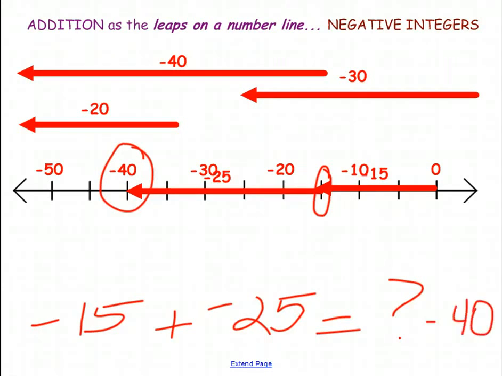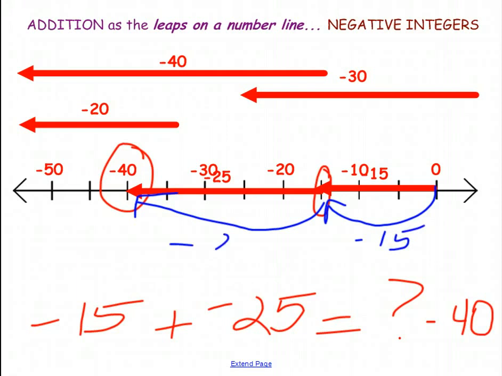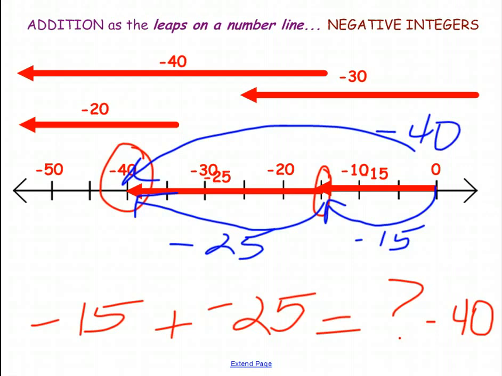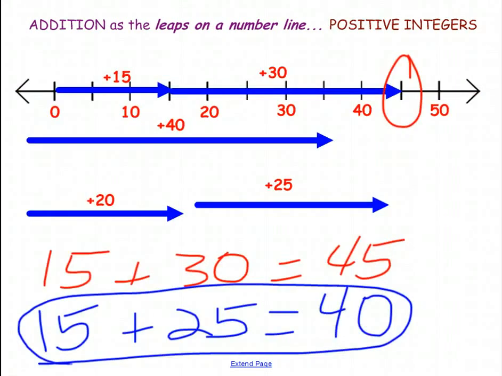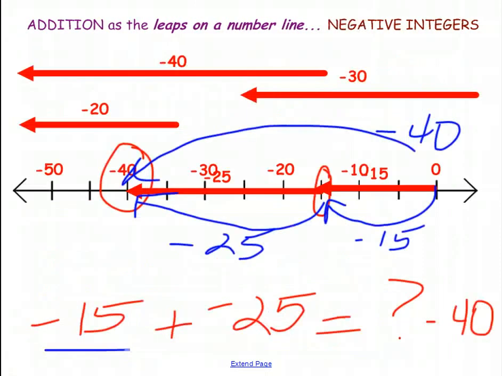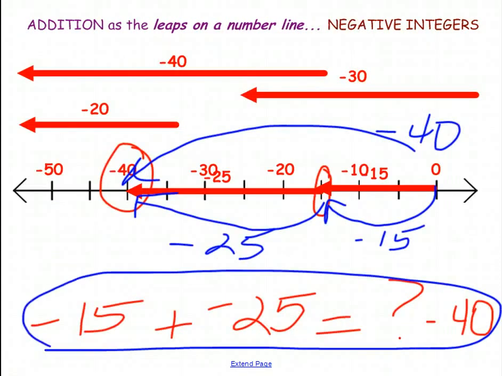And we can see that this has to be the answer because negative 15 plus an accompanying leap of negative 25 gives us an overall leap of 40 units in the negative direction. And conveniently, that is the same, although all negative, as our answer of 15 plus 25. So 15 plus 25 is 40. Negative 15 plus negative 25 is negative 40.